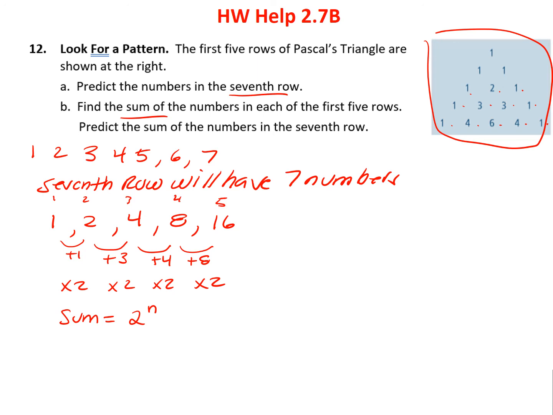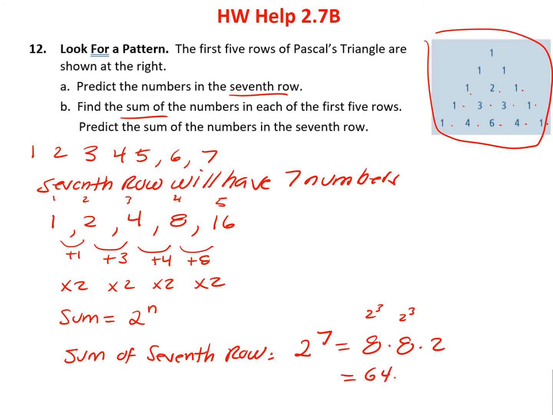As a result, the sum of the 7th row is going to be 2 to the 7 power. All right? So if you want to break that up, however you want to do that, that's 2 times 2 times 2 is 8 times 8. That's 2 to the 3rd, 2 to the 3rd. I need one more times 2. So that's going to be 64 times 2, which is going to end up being 128.